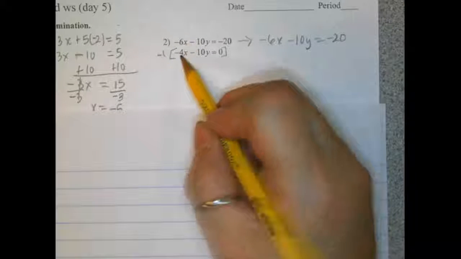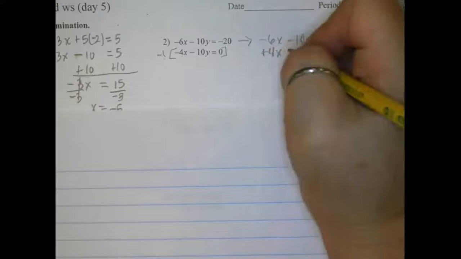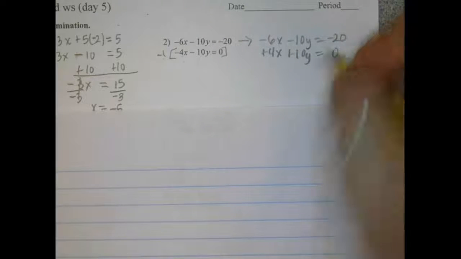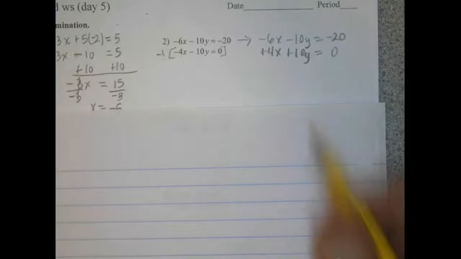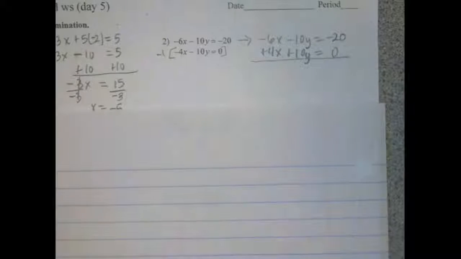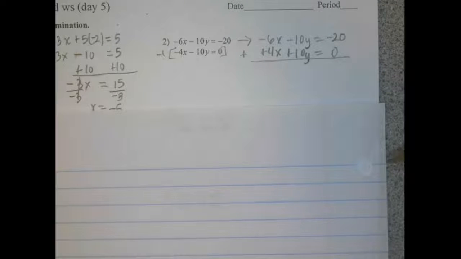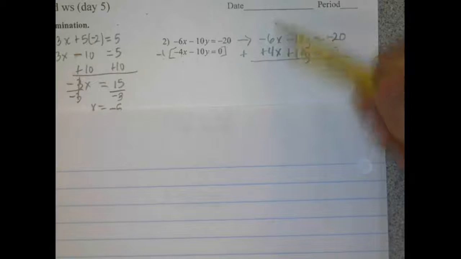And then I'm going to multiply this out. So -1 times a -4x becomes a +4x. I get a +10y. And still 0, because anything times 0 is 0. I can now just add them up. It's like combining like terms, but instead of combining them across this way, you're combining vertically, up and down. Okay? So these are like terms.